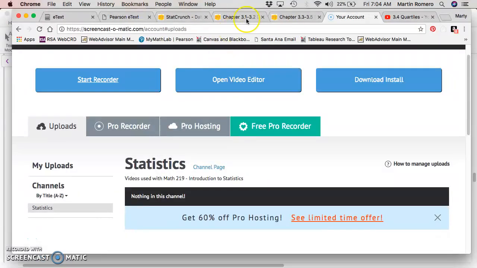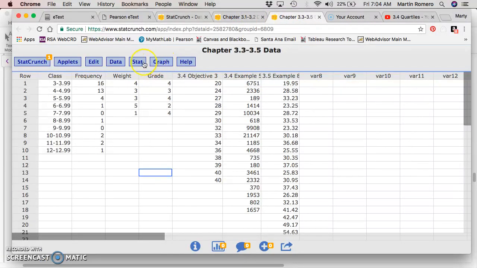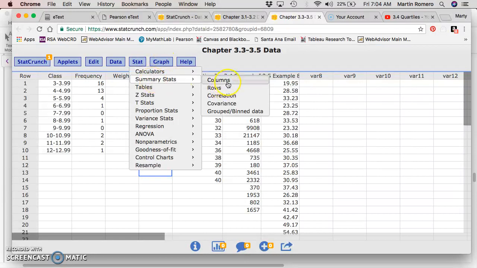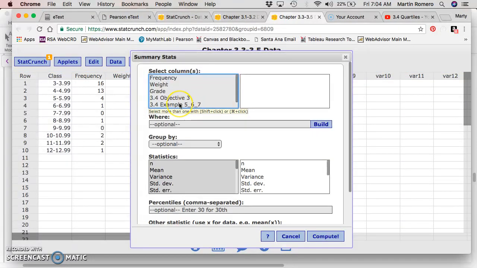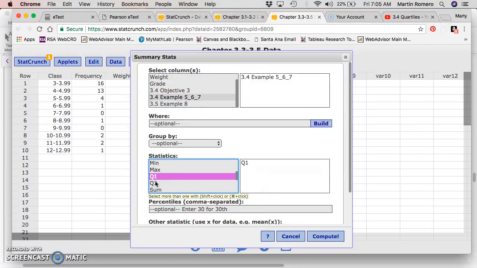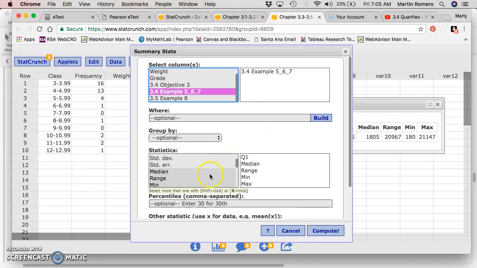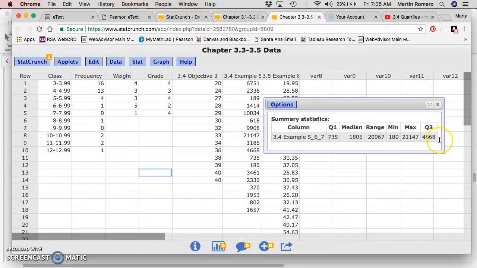So this is example 5. I have that data in already, and the last time I showed you what to do. You go to Summary Stats, and in this case, the data is in example right here. There's the data we want. And then if you want the quartiles, Q3, Q1, and median, well, you can do maximum. Let's not do them all. There's your Q1, the median, and I missed Q3. So you would then go ahead and also put in Q3 there, and then you have the values there.